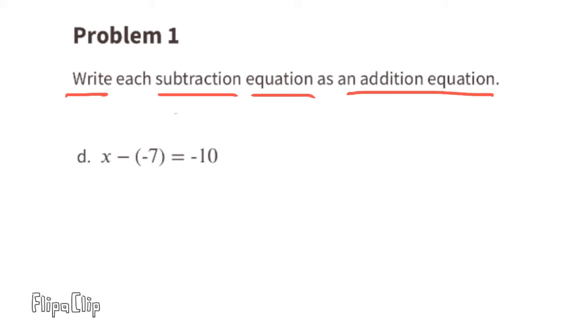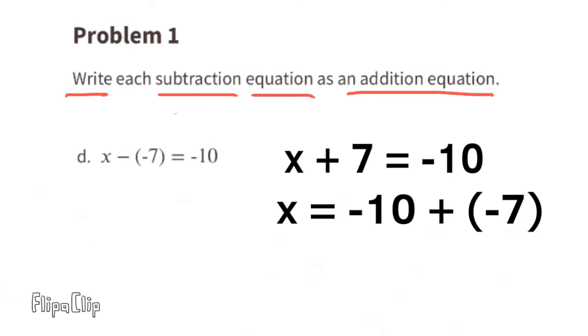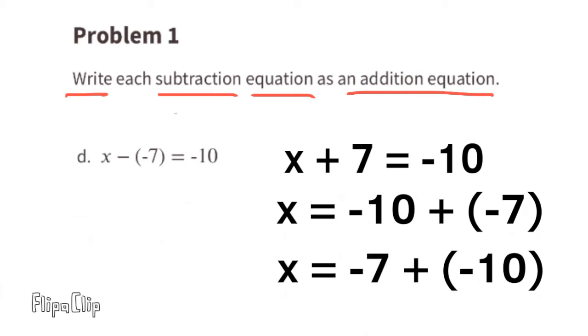D, X minus a negative 7 equals negative 10. We can rewrite that as X and the opposite of negative 7, which is a positive 7, equals negative 10. Or X equals negative 10 plus negative 7, or X equals negative 7 plus a negative 10.